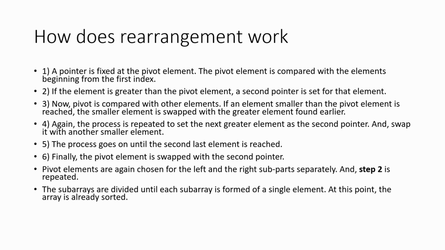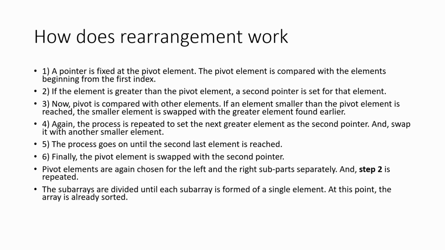Again, the process is repeated to set the next greater element as the second pointer and swap it with another smaller one. So you've got two pointers. The pivot one stays where it's at. The other one, the second pointer, keeps getting moved around. So you swap, move, swap, move. You keep doing this. The process goes on until the second last element is reached. Finally, the pivot is swapped with the second pointer. Okay?